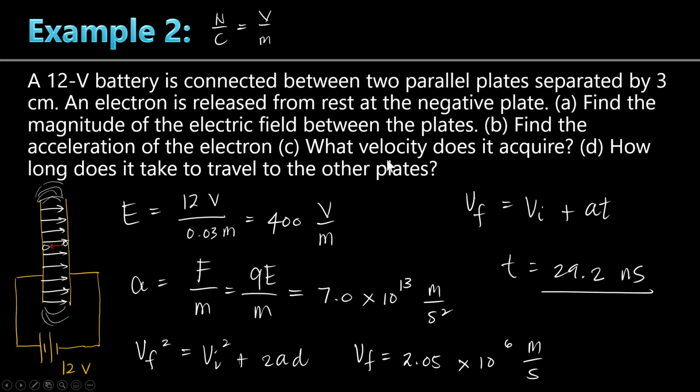Compute natin yung final velocity directly without having to solve for the acceleration and the electric field. Paano yan? We can use the work energy theorem, which states that the change in the kinetic energy is equal to the net work done. Now, the change in kinetic energy is equal to 1/2 times m, then Vf squared minus Vi squared. And the net work done can be obtained because we know that we have the potential difference.